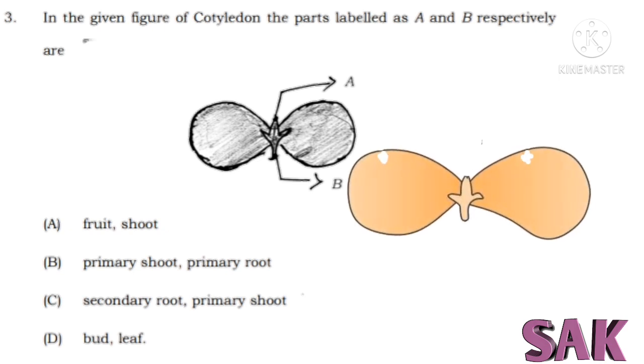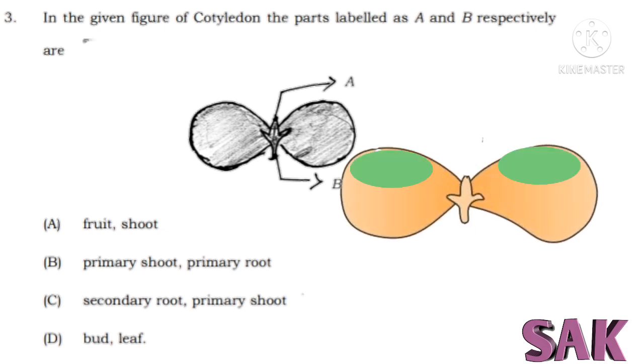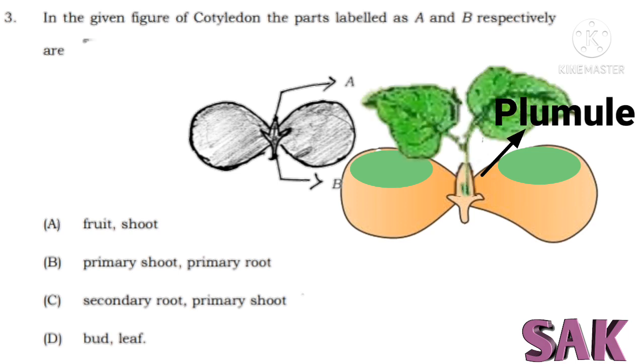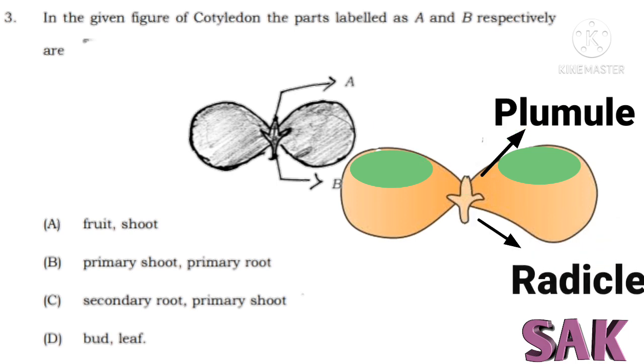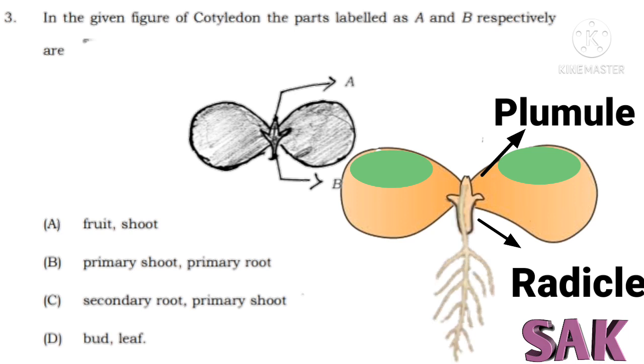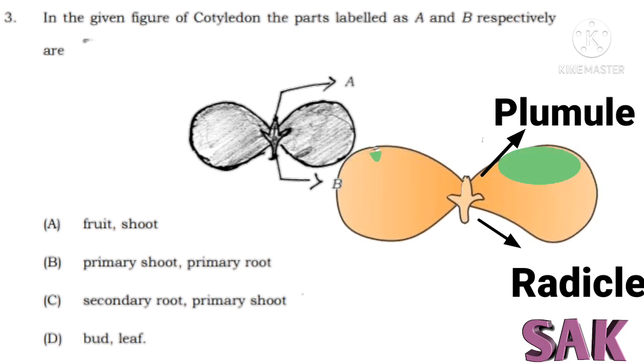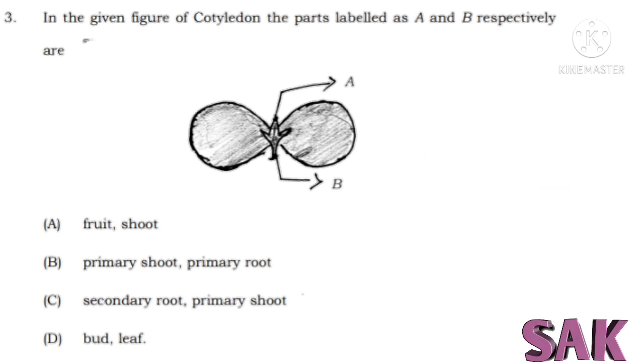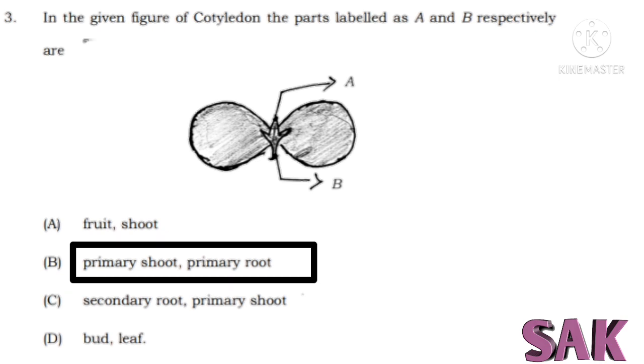The seed contains the future plant or embryo. This part of cotyledon is called plumule. Plumule is the future shoot. This part of cotyledon is called radicle. This is future root. Two cotyledons contain stored food. Now, correct answer to this question: primary shoot, primary root.